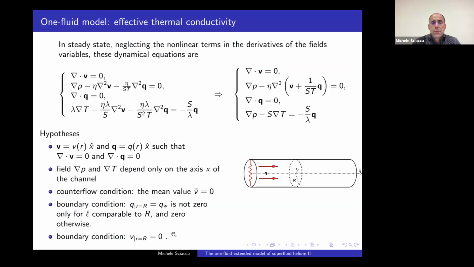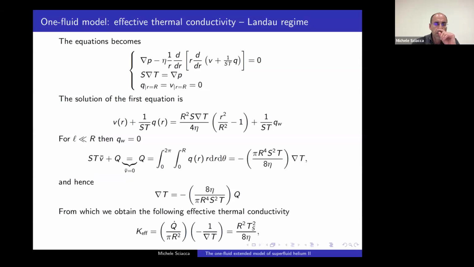The problem of the boundary condition is a problem we have also in other systems, in solid nanosystems, for instance. But here we have chosen that V is 0 on the wall. For Q, it is 0 when the mean free path of the heat carriers is very small compared to the radius of the channel. Otherwise, it is different from 0. Let's move to the other slide just to show how we can solve it. It's quite easy to integrate.